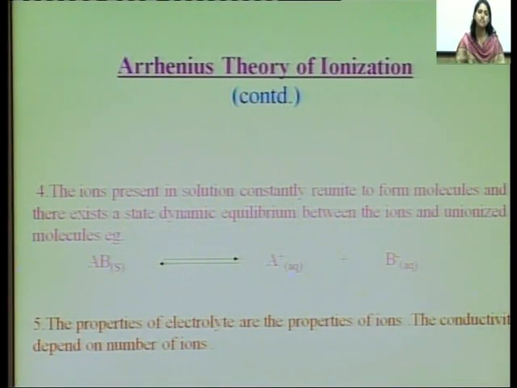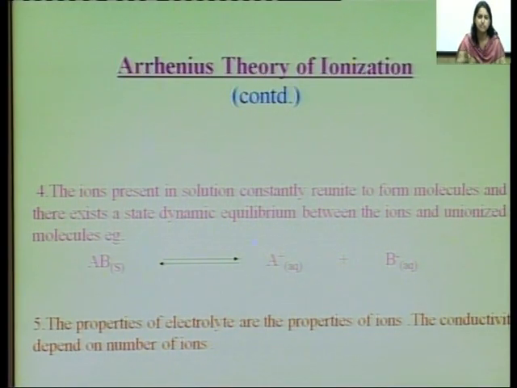I have explained this earlier also, that whenever a molecule is dissolved in a solvent, it ionizes to form ions. First of all the concentration of ions is very less, but gradually it increases, and at a certain stage the ions recombine and form the molecules again. At this stage, when the ions combine together to form molecules, an equilibrium is set up, and this equilibrium is called ionic equilibrium.